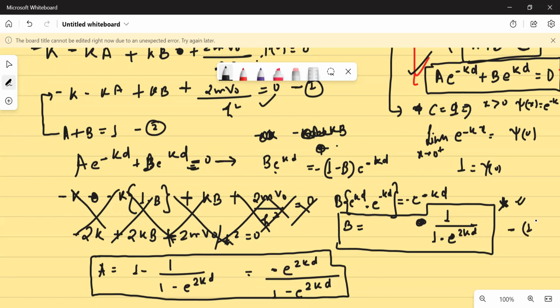This is 1. Sir, how did you write the above equation? Look, a plus b equal to 1. Fine. a e to the power minus kd plus b e to the power kd equal to 0. Done. So what I wrote is that a, and b I wrote as 1 minus a. So you just write b as 1 minus a and try to solve this. I think you will end up getting this. And if you find a, you will get this. Is that clear?